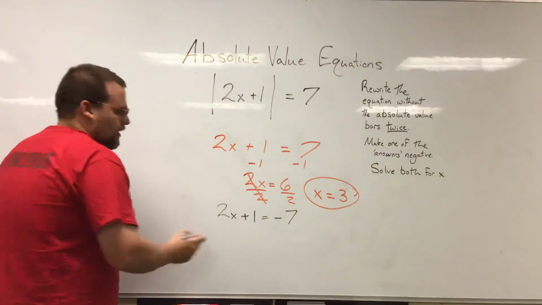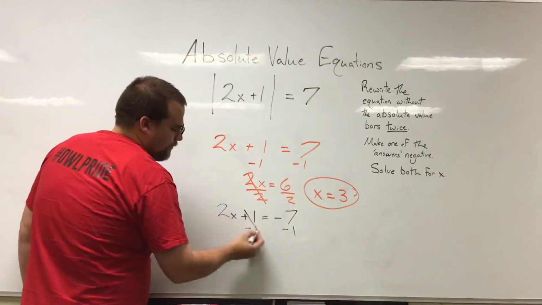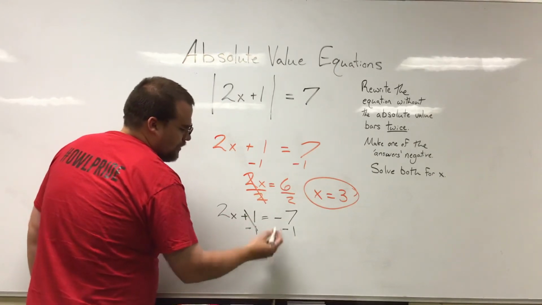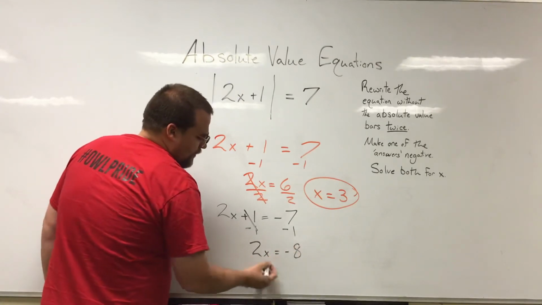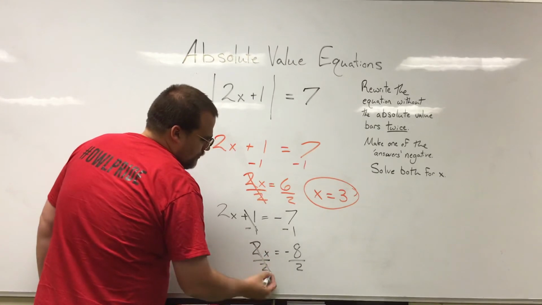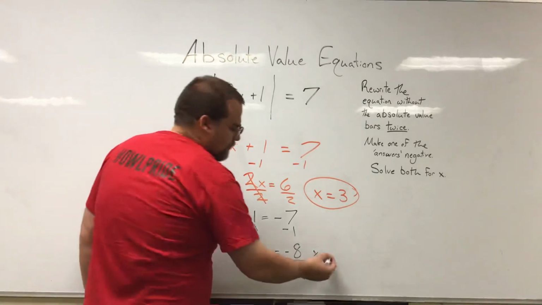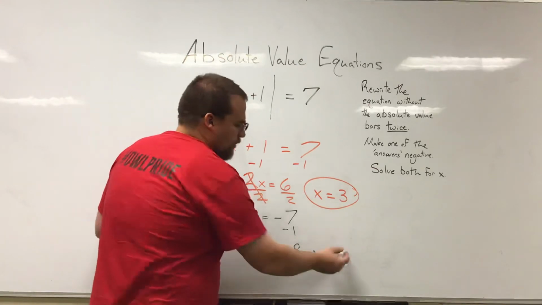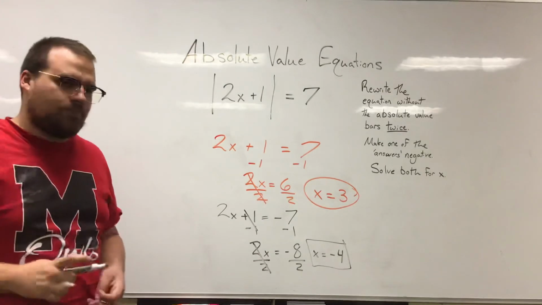In our second problem here, we'll do the same thing. Subtract the 1, get 2x on its own. Negative 7 minus 1 is negative 8. And we'll go ahead and divide by that 2. Get x on its own. And negative 8 divided by 2 is negative 4. Both of these are the answers to our problems.